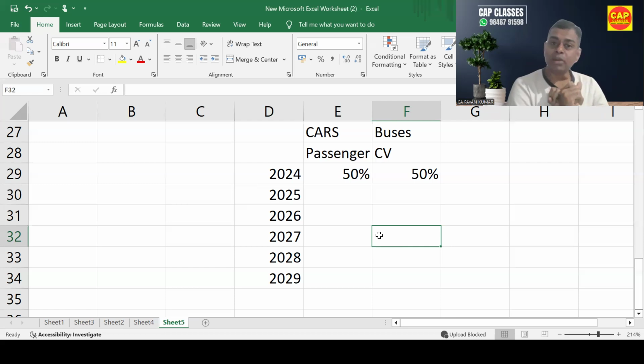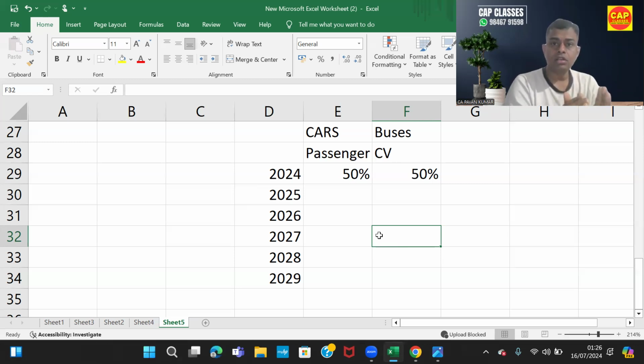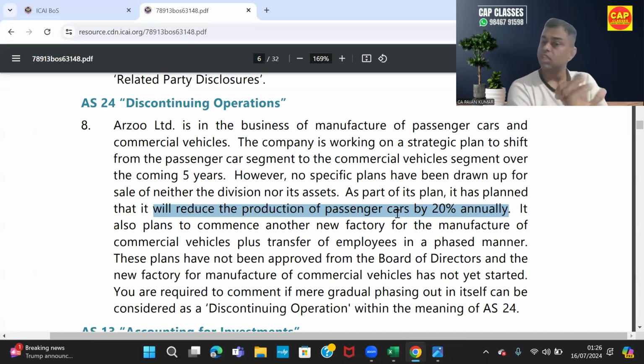So what is the summary? If you are gradually reducing the production of a product or reducing the scope of one vertical, that is not a discontinuing operation. Point number 2. Even abruptly shutting down one product or many products under one particular genre, even then it is not a discontinuing operation.